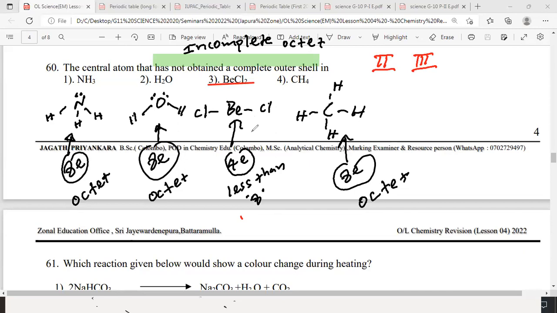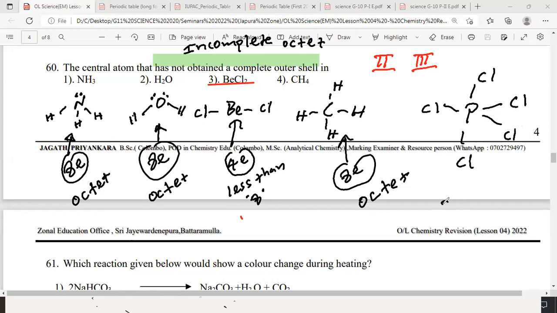Now, if you're given a molecule, quickly draw the structure, put the lone pairs, and check whether there are 8 electrons, less than 8, or more than 8. For more than 8, I'll give one example. Expanded octet. One of the best examples, PCl5. 5 bonds means 10 electrons. PCl5, phosphorus pentachloride. How many bonds are there? 5 bonds.